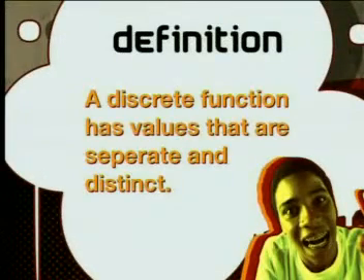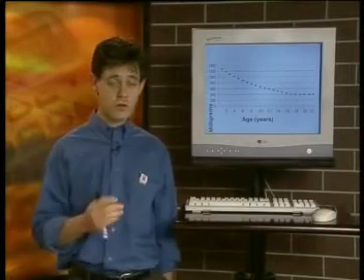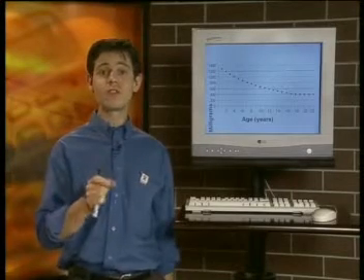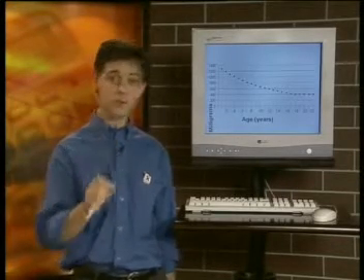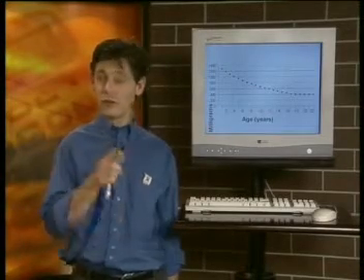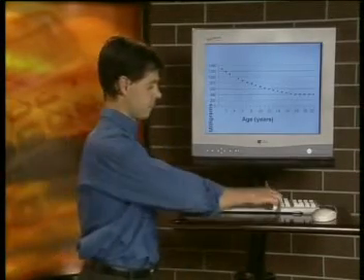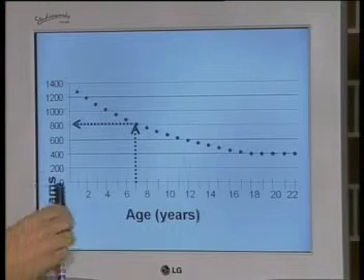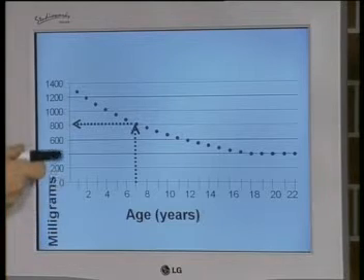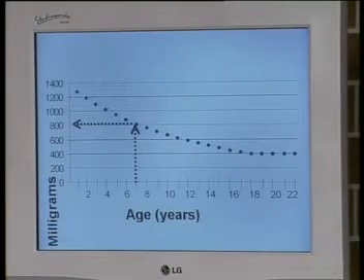A discrete function has values that are separate and distinct. On the graph for the dosage of vitamin AA, the values along the x-axis represent whole years, but it's important to note that the points in between have no meaning at all. So let's look at some values. When the age is 7 years, we can see that the number of milligrams required is 800.